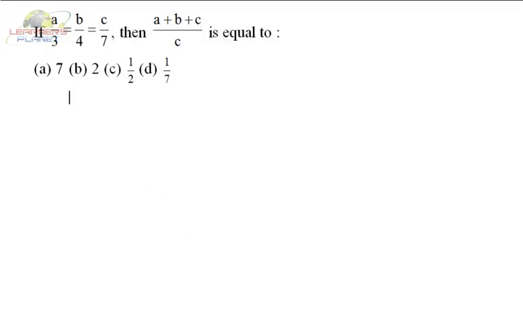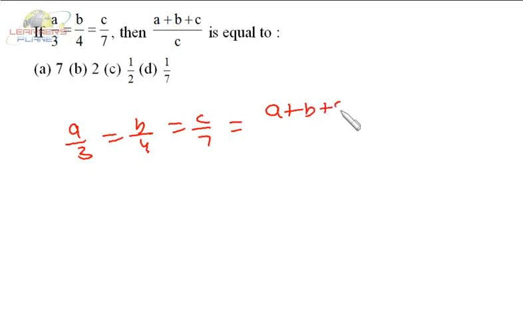Now in this problem, if a by 3 is equal to b by 4 is equal to c by 7, then we have to find out the value of (a plus b plus c) by c. Friends, in this case, each ratio will be equal to sum of numerators by sum of denominators. That means a by 3 is equal to b by 4 is equal to c by 7 will be equal to (a plus b plus c) by (3 plus 4 plus 7).